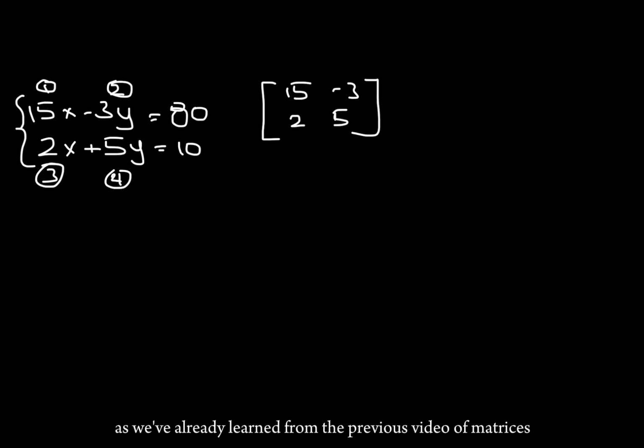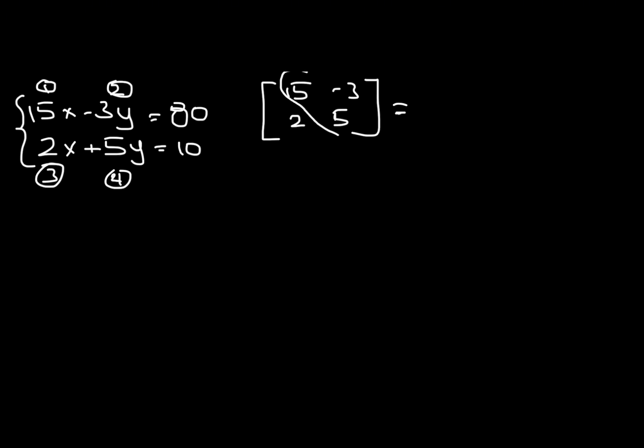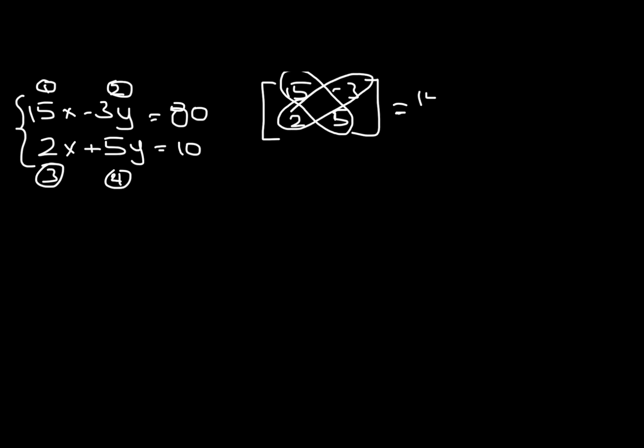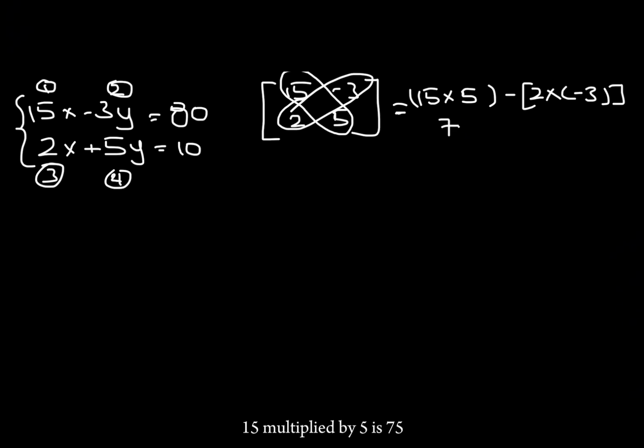As we've already learned from the previous video on matrices, in order to find the inverse of a matrix, we first have to find the determinant of the matrix. Finding the determinant is taking 15 multiplied by 5, take away 2 multiplied by -3. 15 multiplied by 5 is 75. 2 multiplied by -3 is -6. 75 take away -6 is 81.